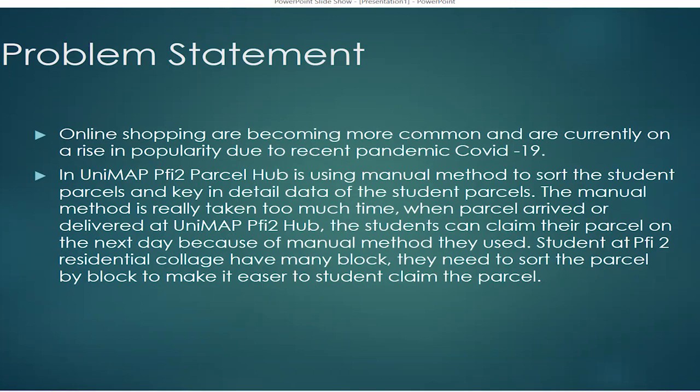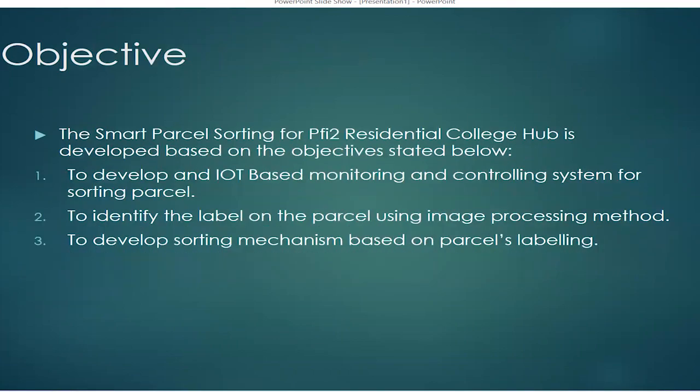Students at PF2 Residential College have many blocks. They need to sort the parcels by block to make it easy for students to claim them. So the objectives for the Smart Parcel Sorting for PF2 Residential College Hub are stated below. First, to develop an IoT-based monitoring and controlling system for sorting parcels. The second, to identify the label on the parcel using the image processing method. And the last is to develop the sorting mechanism based on the parcel label.